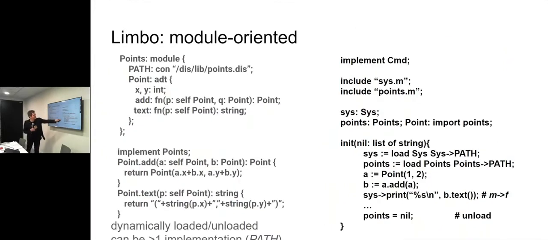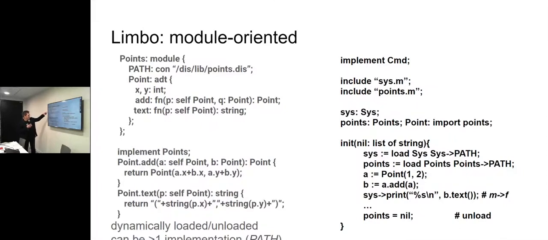This gives you some of the feeling of what a Limbo program looks like. And so this is a simple thing. Limbo programs are structured as a set of modules. Modules are a type. A module has a specification, and then you can have one or more implementations of that module. So this is the signature, and this is an implementation of that. It's implementing an ADT called point, which has these methods or member functions associated with it.